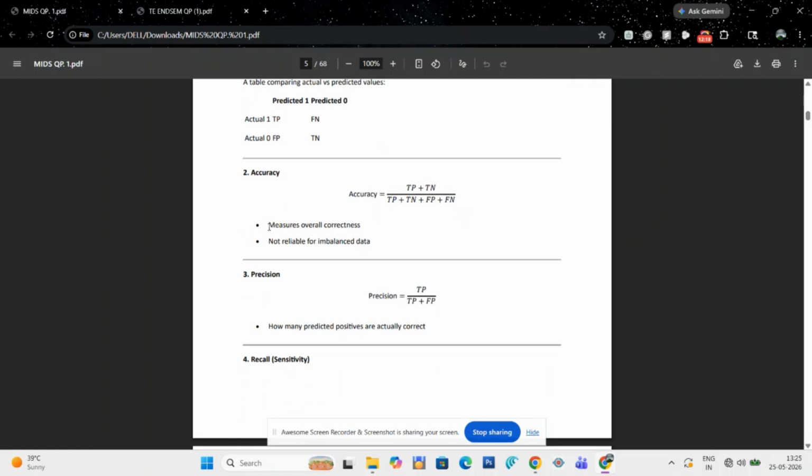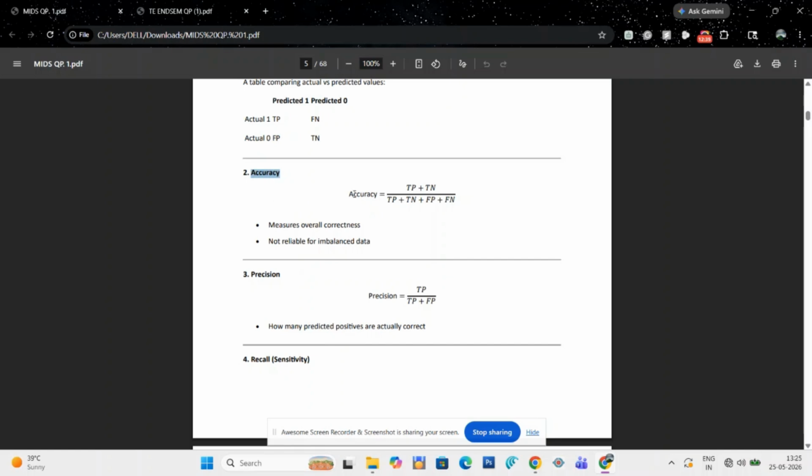Accuracy measures overall correctness, like how well our model is performing overall. For that we get the accuracy metric. Using the accuracy metric we get the efficiency of our model and how accurately or correctly our model runs without error. So that's why we use accuracy.